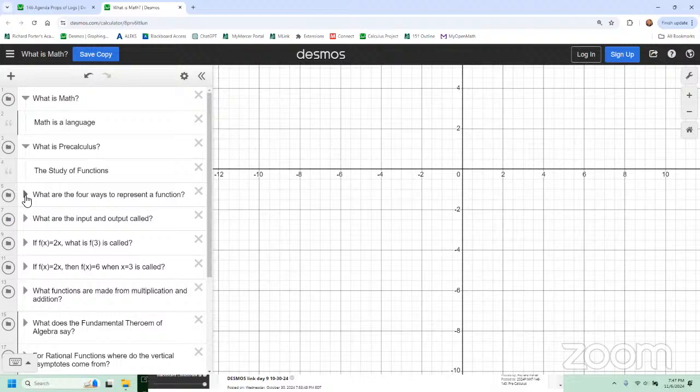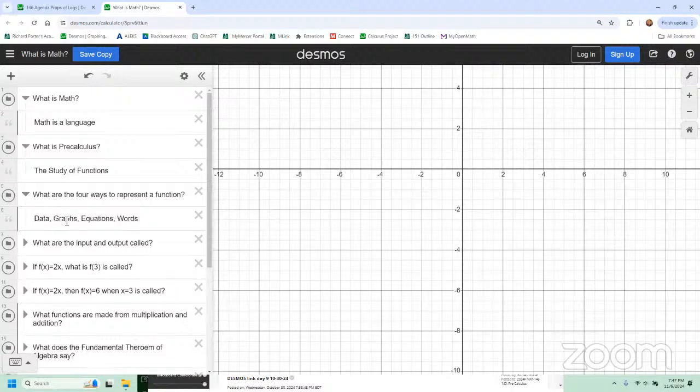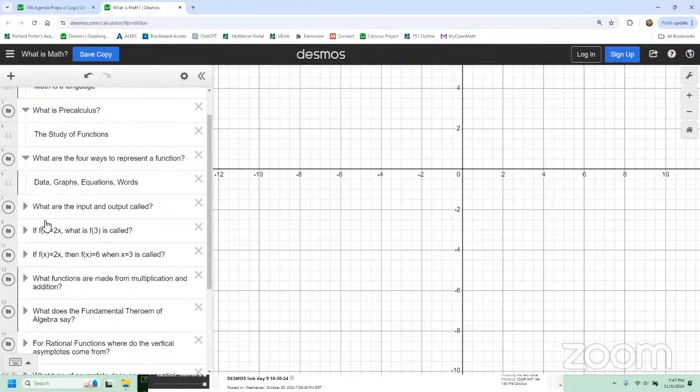Words. What are you saying? Words, graphs, tables. That's data. Data, and equations. That's it. Data, graphs, equations, words.